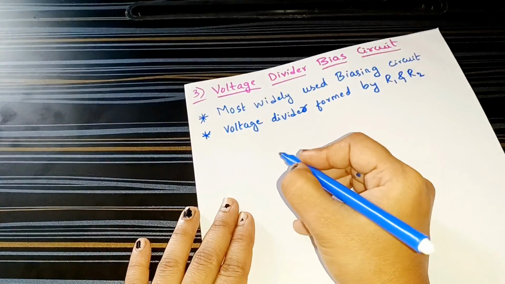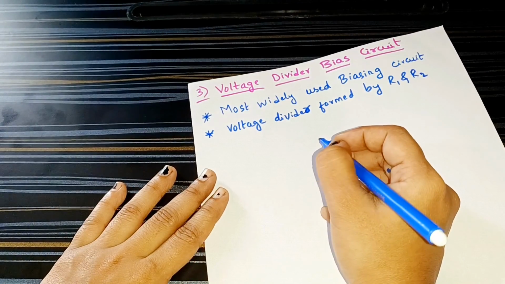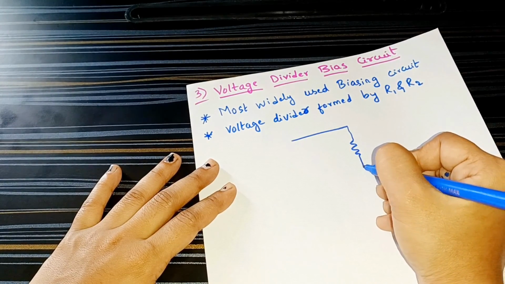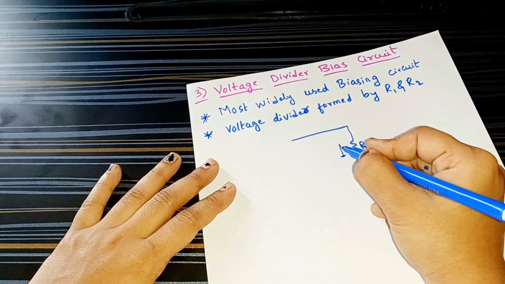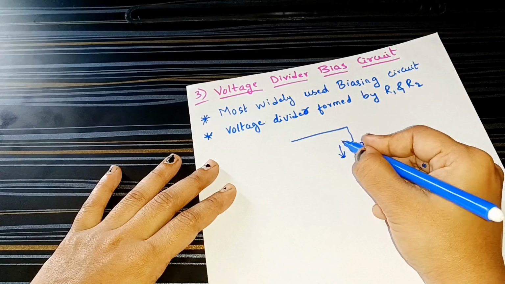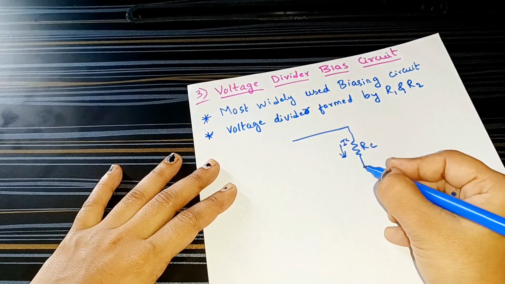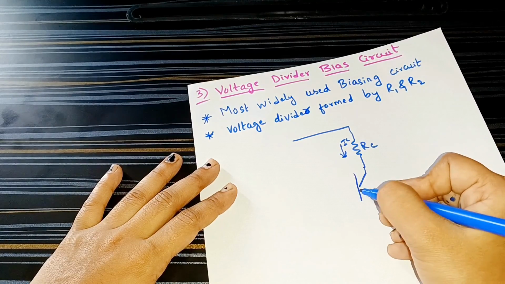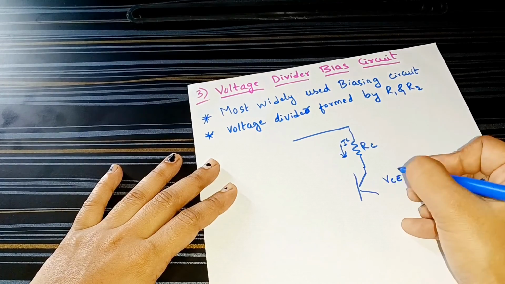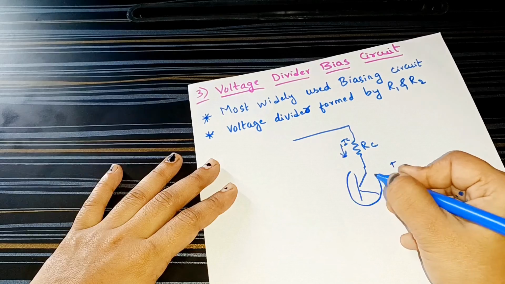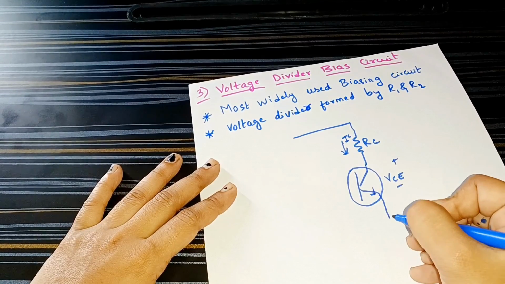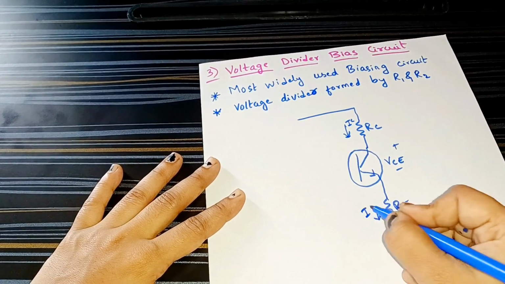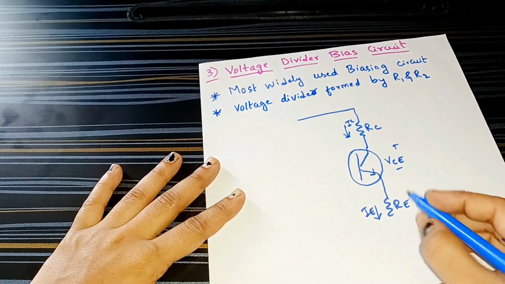Previously we had the RB connection, but here the circuit is different. The collector resistor RC carries the current IC, from the collector to the emitter voltage VCE. There is one more resistor, the emitter resistor, through which the current IE flows towards the emitter.